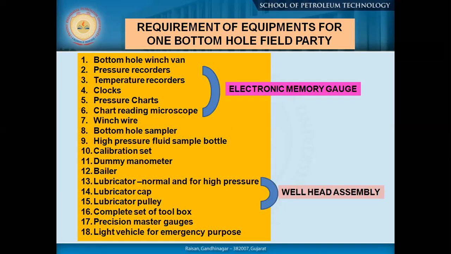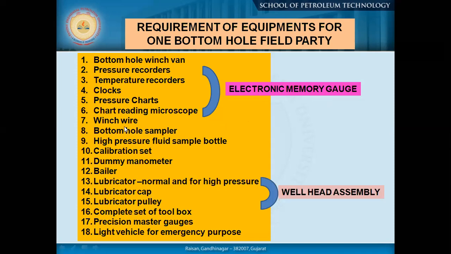Winch van means there is a winch where you can keep your wire. Then pressure recorder, temperature recorder, clocks, pressure chart, chart recording, microscope. When I worked in this industry, at that time I used all of this. Now you have the electronic memory gauge. I'll come to that a little afterwards.